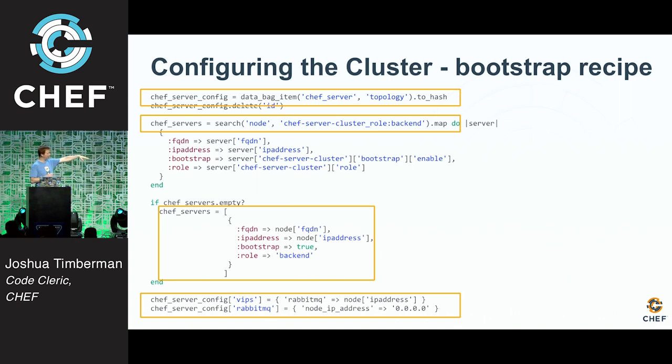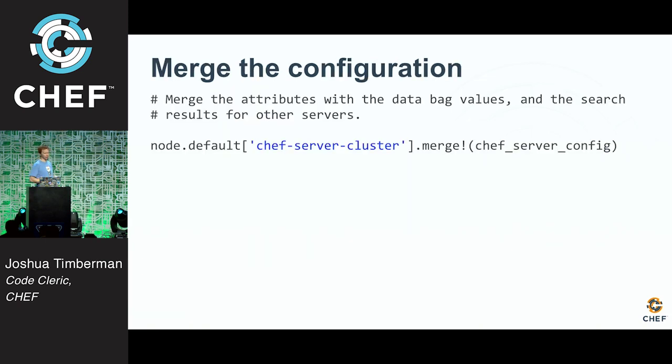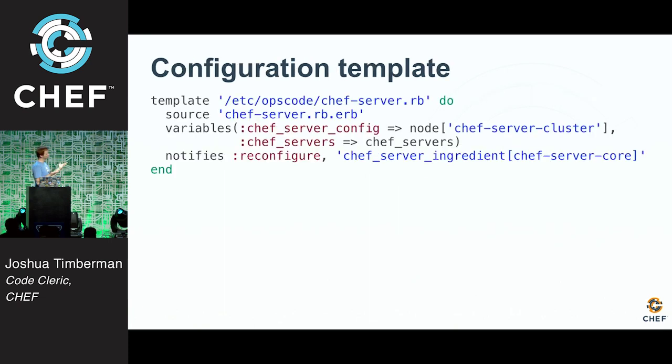And then we have some VIPs and RabbitMQ stuff. The way that Chef Analytics works is it talks to RabbitMQ on the backend node, so that it can send and receive messages across that pipeline. So it takes all these attributes and data bag entries, and it merges it into the Chef server cluster. So it will just overwrite anything that's default and anything that you've put into the data bag, and it will just create a nice big blob of JSON data that we're just going to put into a template.